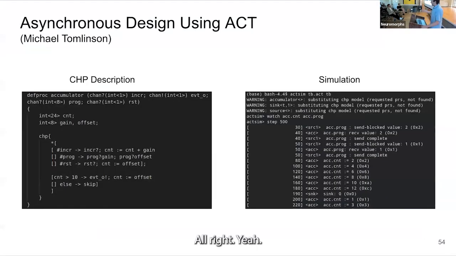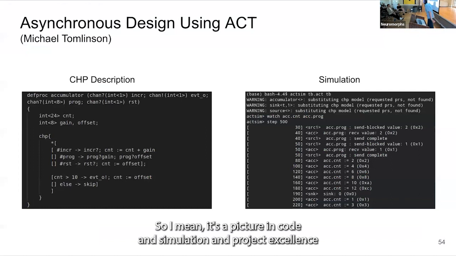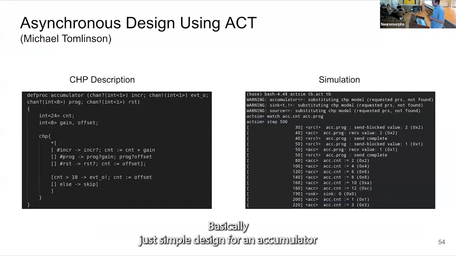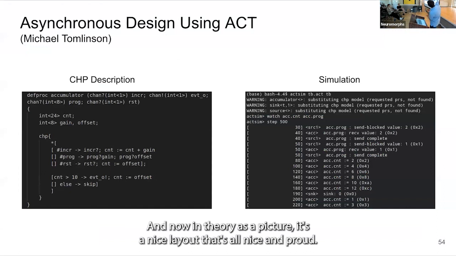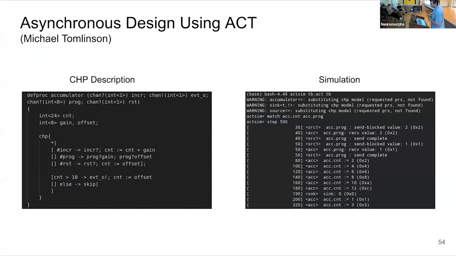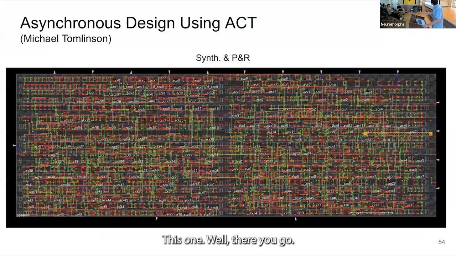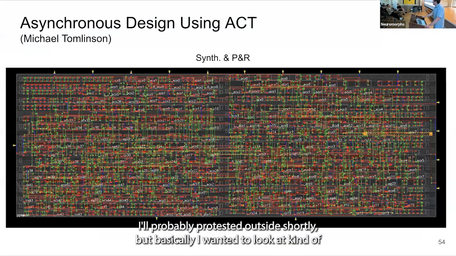All right, so this is just a picture of some code and simulation in Rajit's ACT flow framework, which is all well and good. This gives you a simple design for an accumulator, and you can take this design all the way through the place and route flow. And now, there's a picture of some nice layout that's all routed and shows completing the design flow. I also showed a couple of pictures of different designs that I went through this flow with.